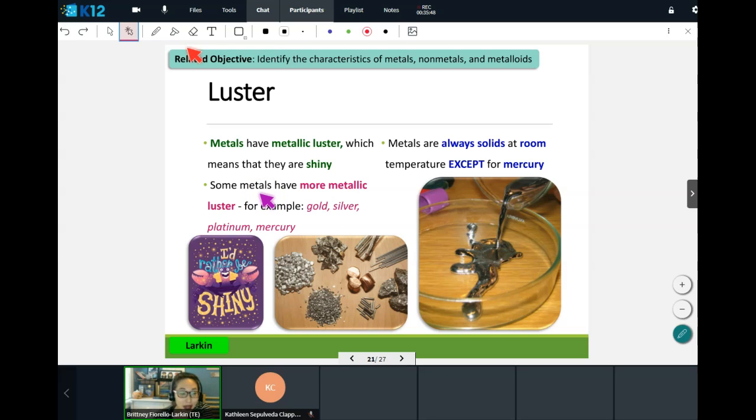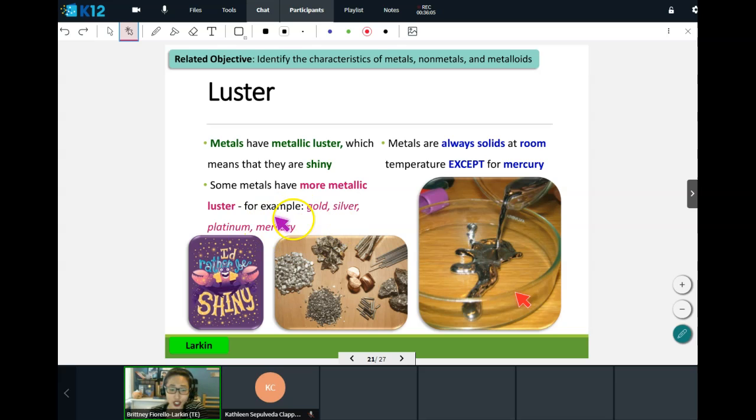All right, so some metals do have more metallic luster than others. So, for example, gold, silver, and platinum are very commonly used for jewelry because they're very shiny, as well as they don't rust, and when you heat them, you can change them into any shape that you want because of their malleability and their ductility.